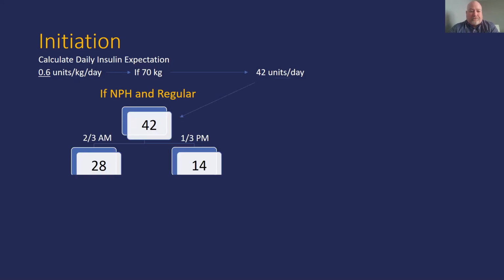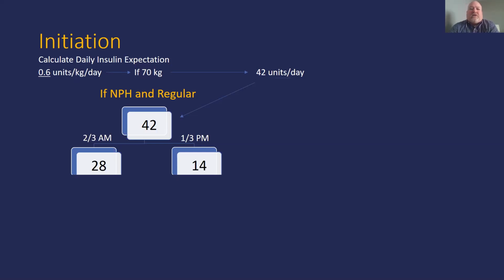Well, you want to figure out how much insulin they would need in the morning and how much they would need in the evening. This is kind of an old school way of doing this, but I've never seen a more modern way to do it with NPH and regular. So you give 2/3 of the dose in the morning and 1/3 of the dose in the evening. If you multiply 42 times 0.66666, you get 28. And the remainder would be 14 in the evening.